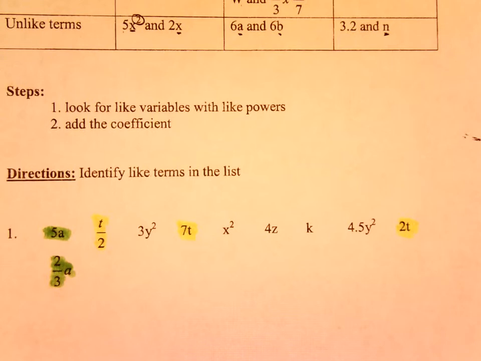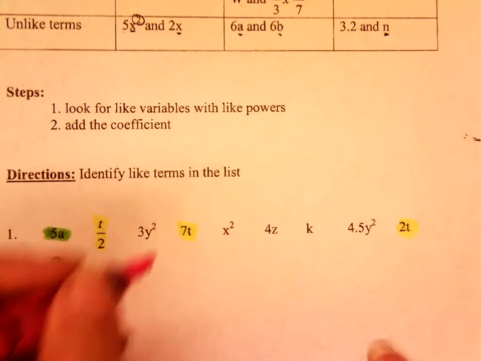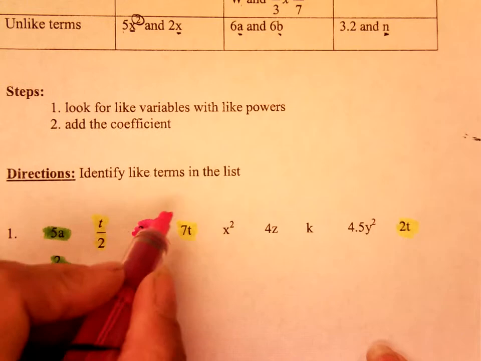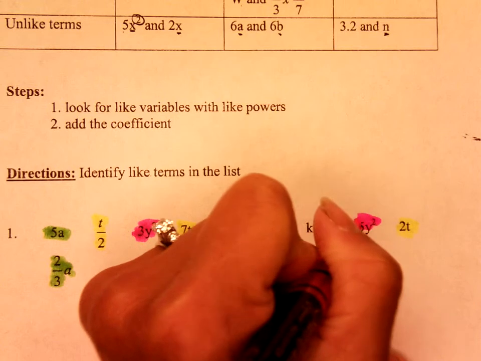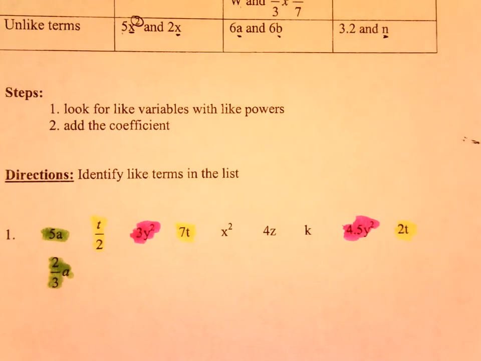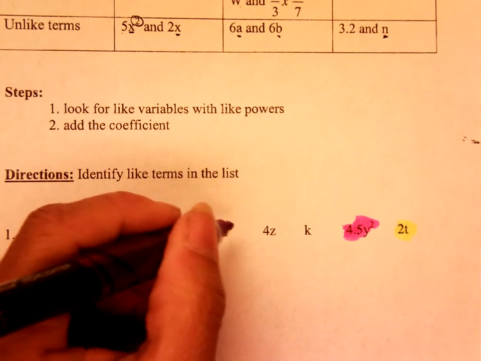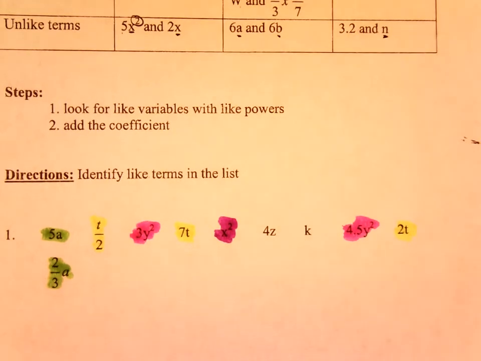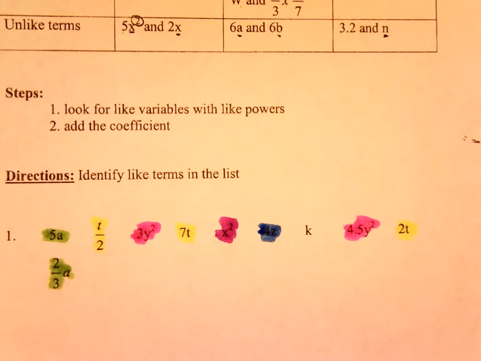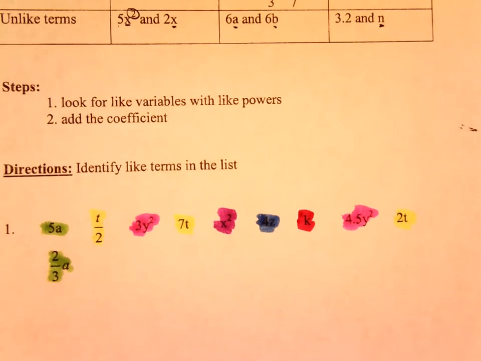Okay, next is 3y squared. So now I have to find something that says y squared. It can't just be y. Anything that says y squared, well, this just says y squared. Okay, next one, x squared. Anything that has x squared. Well, I've highlighted everything except for these two, and those are not x squared. Then I have 4z, and then I have a k. So I highlighted all the like terms.